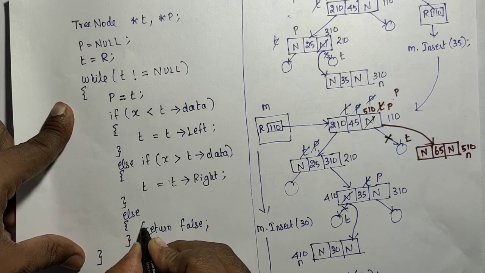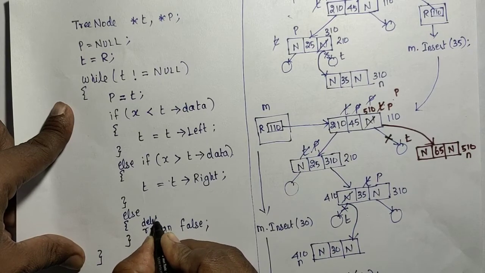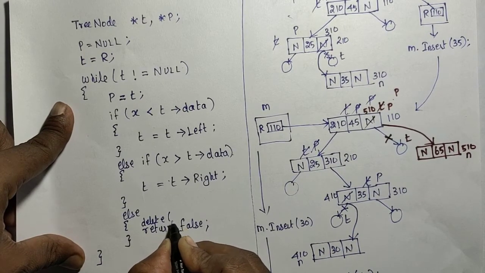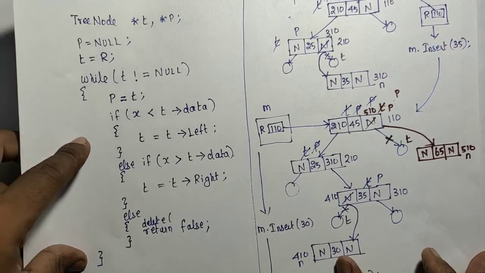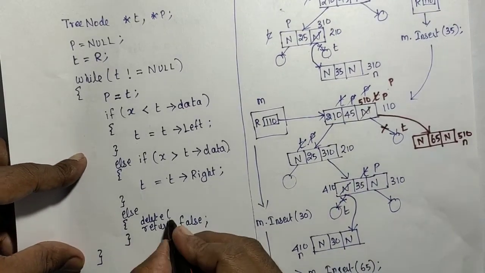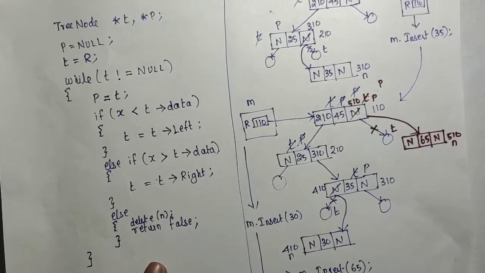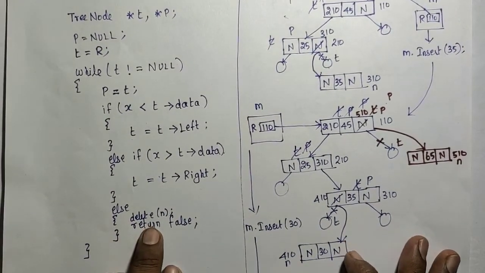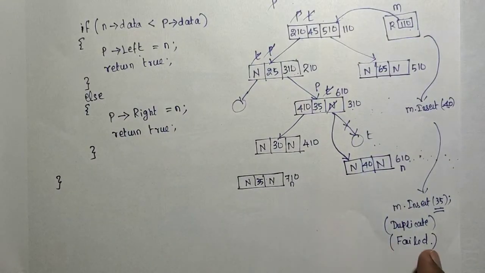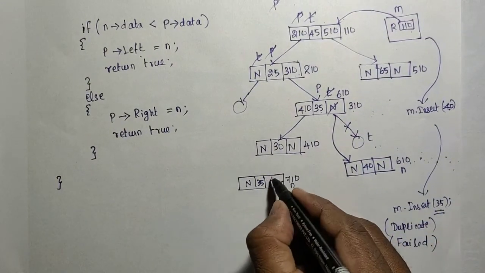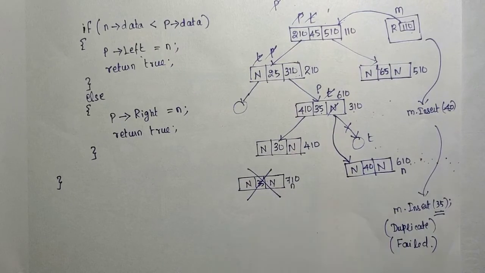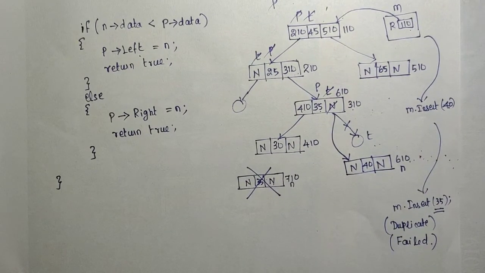So I have to call delete of the newly created node. The newly created node is there in n. So I have to use delete of n and then return false. This small modification we have to do to save this memory. So it will return false by destroying that memory. It will be released from this allocation.